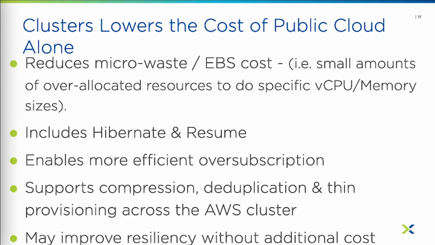One of them being reducing what we call micro waste. When you go to a public cloud provider, you're purchasing certain kinds of t-shirt sizes of virtual machines in terms of vCPU and memory, and you also purchase storage increments. And unless your VMs fit exactly within those parameters, you're going to have some excess capacity, excess resources that you're not able to utilize, and you can't share those among other VMs. On just a VM basis, they don't amount to much, but when you have hundreds or thousands of VMs, it can really add up to a lot of money.